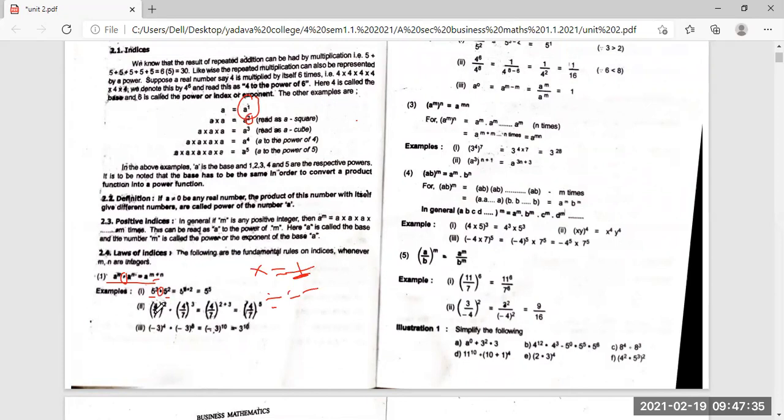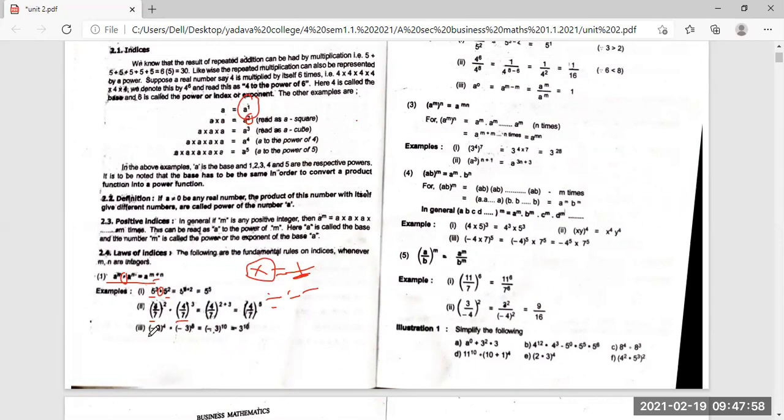Then (4 divided by 7) the whole power 2 into (4 divided by 7) the whole power 3. Both the bases are the same, so we are taking the base as common and adding the powers. Multiplication, so we are going to add it. So 2 and 3 we are converting into 2 plus 3. So 4 divided by 7, the base the same, to the power of 5.